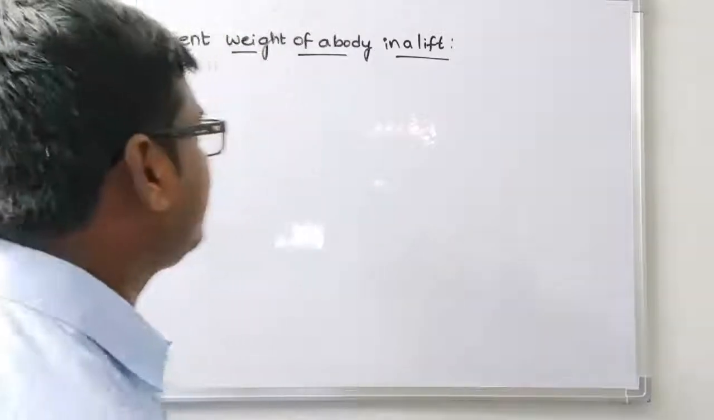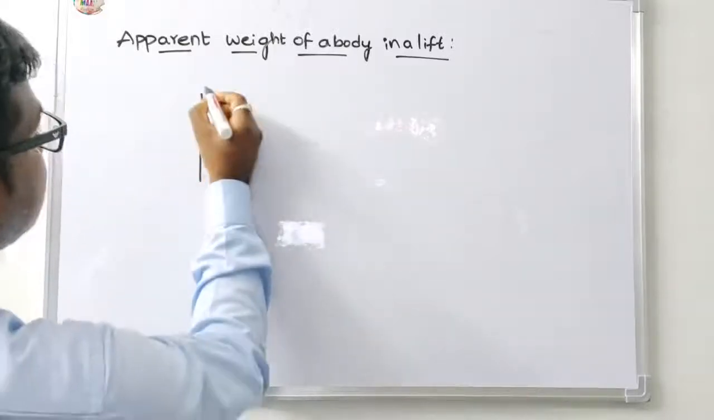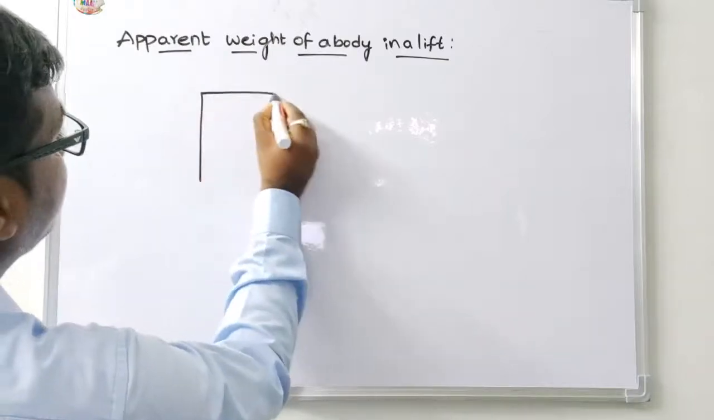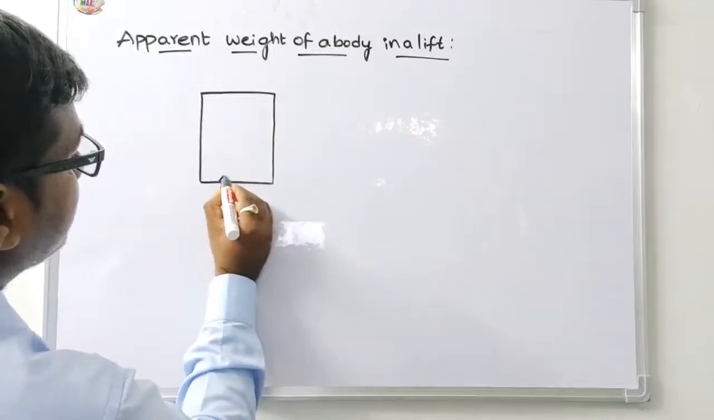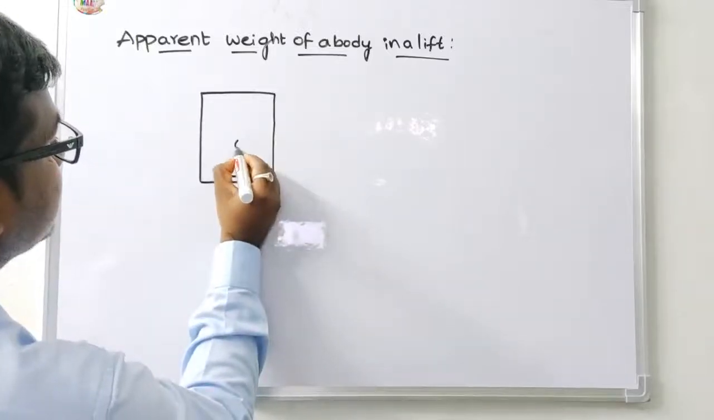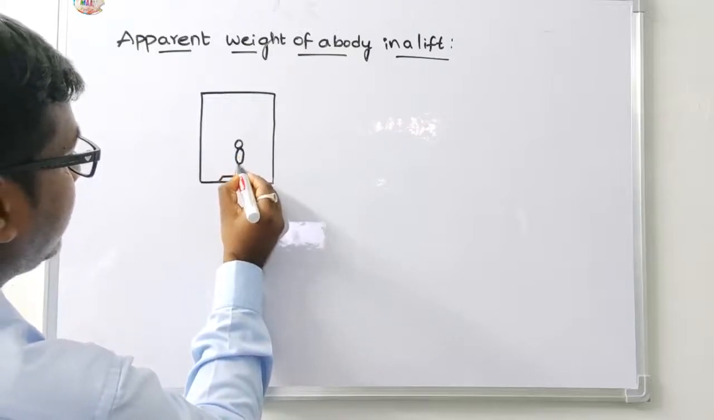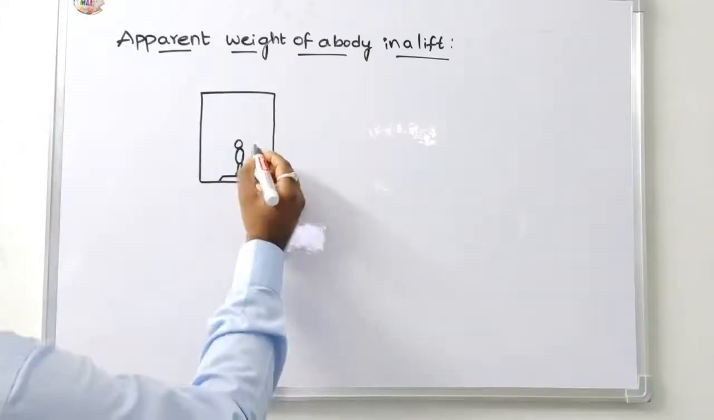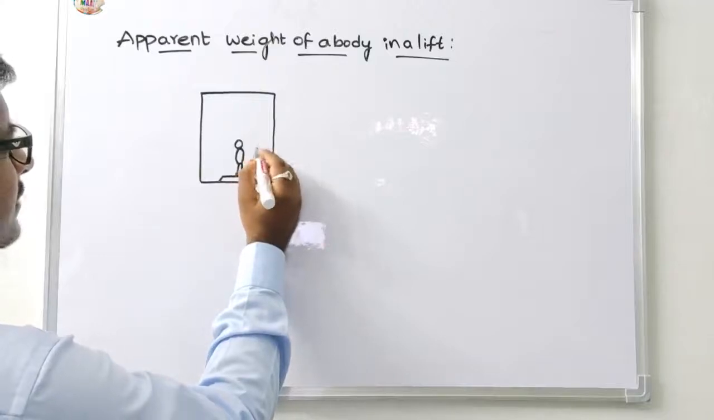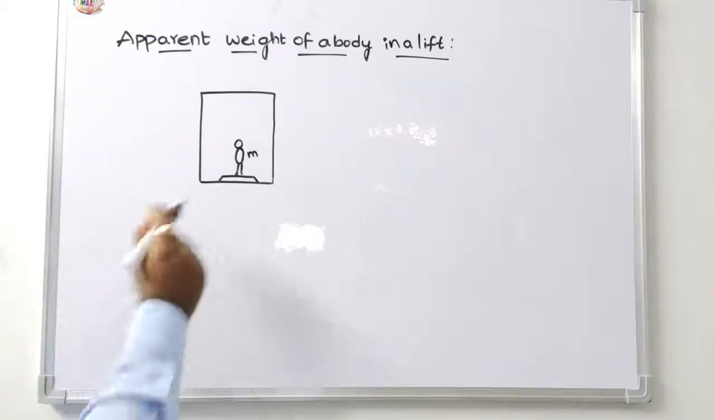So let us consider a body of mass m. A body of mass m is placed on a weighing machine. Okay, this is the weighing machine. For example, a person is lying on the weighing machine. That mass of the body is m, which is placed in a lift.